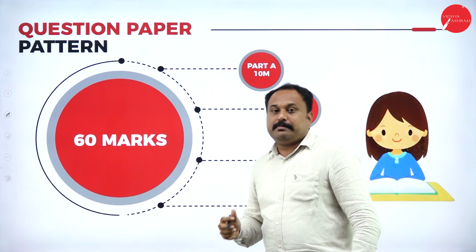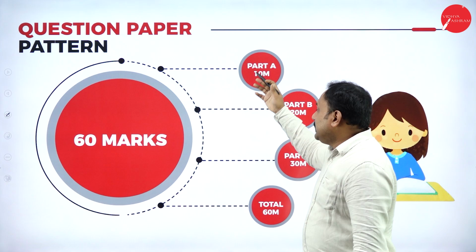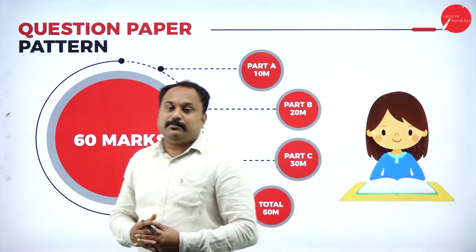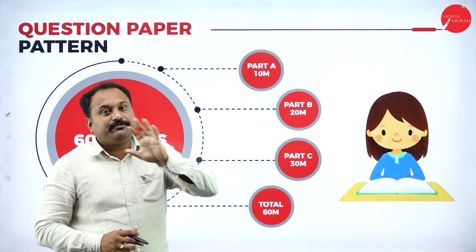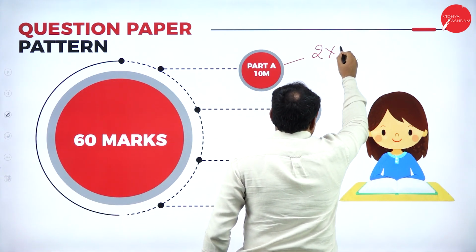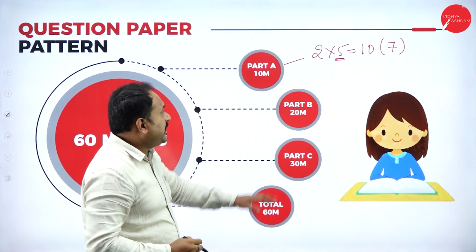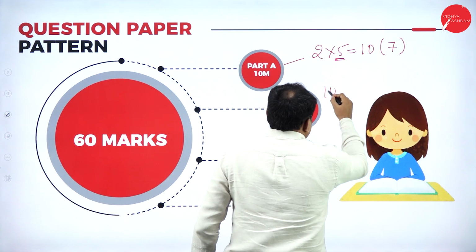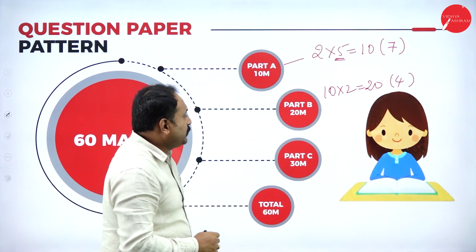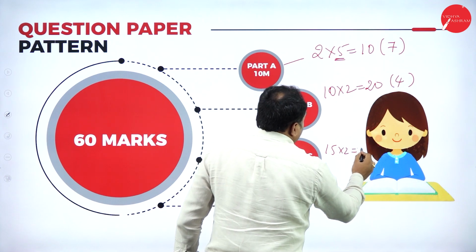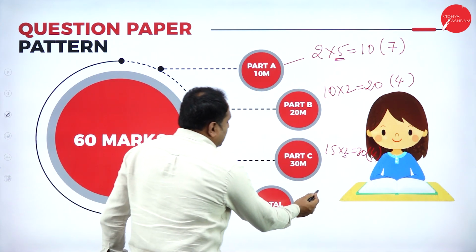When it comes to external, the question paper pattern is 60 marks, given by default by the University of Mysore. We have 3 parts, part A, part B, part C. The first part is 1 into 10, where they go with 2 marks questions: 2 into 5 is equal to 10, where they give you 7 questions and you are supposed to answer 5. Part B is 10 into 2 is equal to 20, where they give you 4 questions and you answer 2. Next you have 15 into 2 is equal to 30, where again they give you 4 questions and you write only 2. In total, you have a 60 marks external paper.